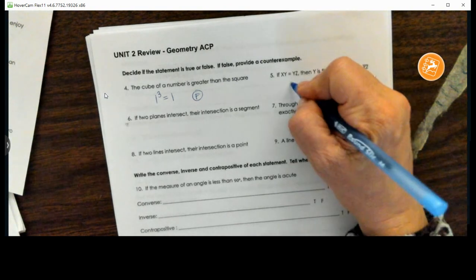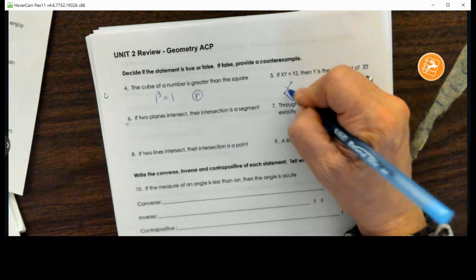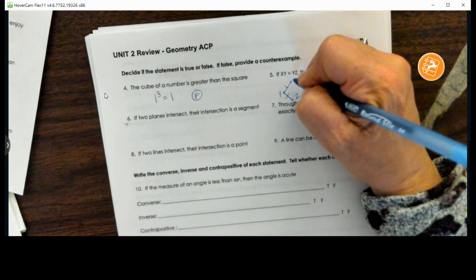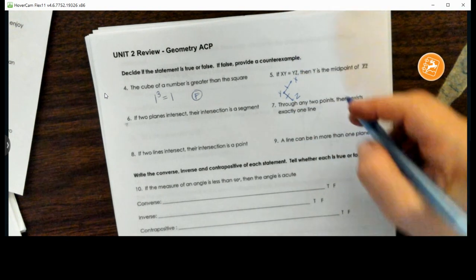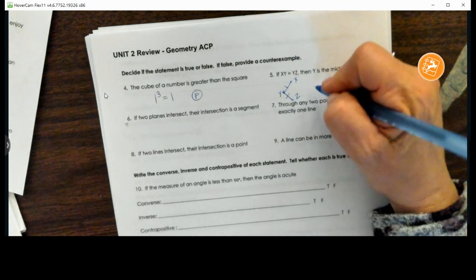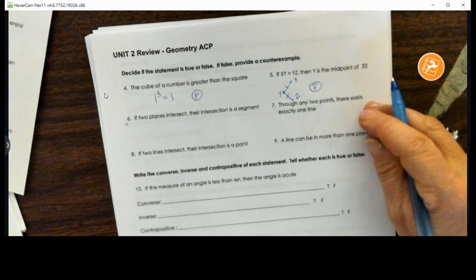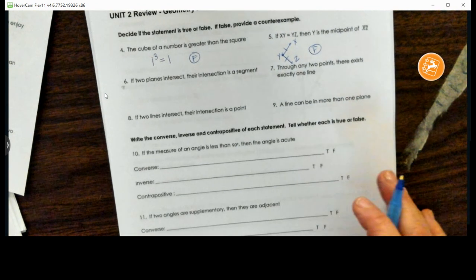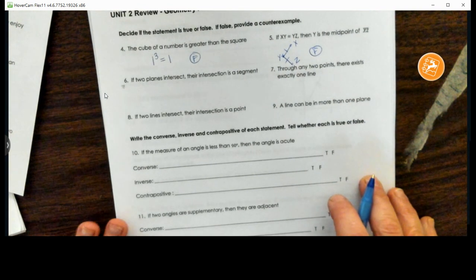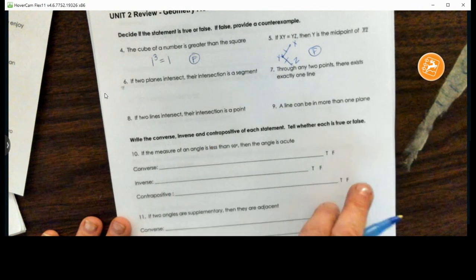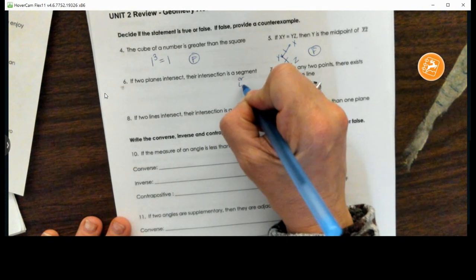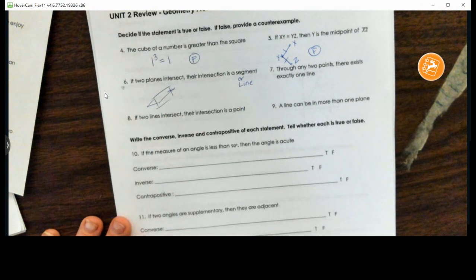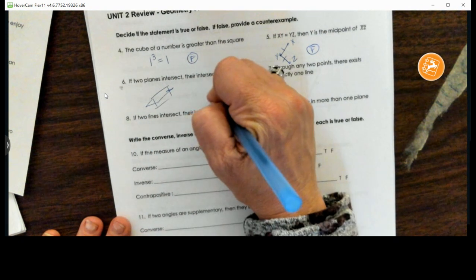The next one, if I have an angle with y and the sides are congruent, then this is also false. And y is the midpoint. Here I have two planes intersect, and their intersection is a segment. It could also be a line when two planes intersect. And so that is also false.